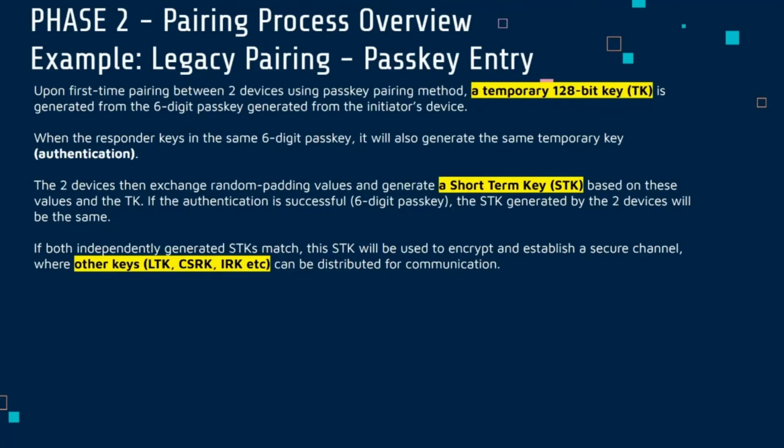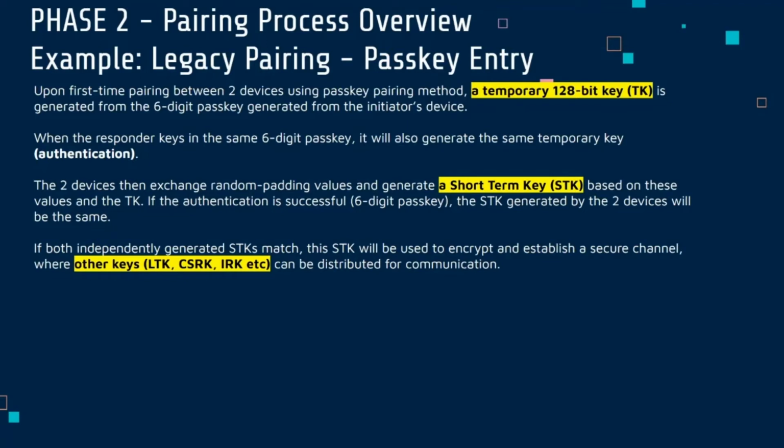Now the devices have decided which key pairing method to use and which pairing mechanism to use. I'll now talk about the high level overview of the pairing process. In this example, we will imagine that the legacy pairing and the passkey pairing method was chosen. So let's say two devices pair for the first time. A temporary 128-bit key, TK, is generated from the 6-digit passkey that is generated from the initiator's device. When the respondent keys in the same 6-digit passkey, it will also generate the exact same TK.